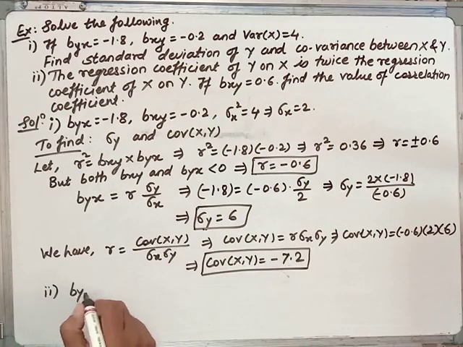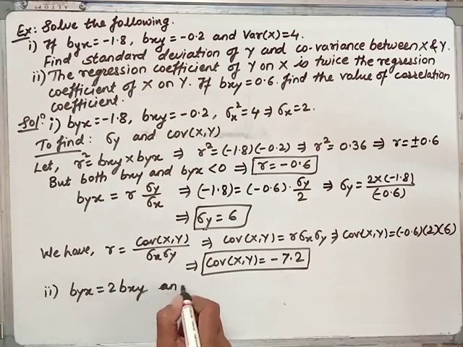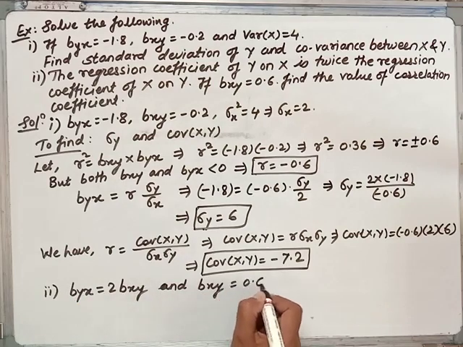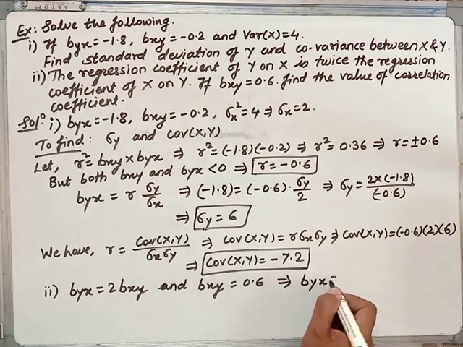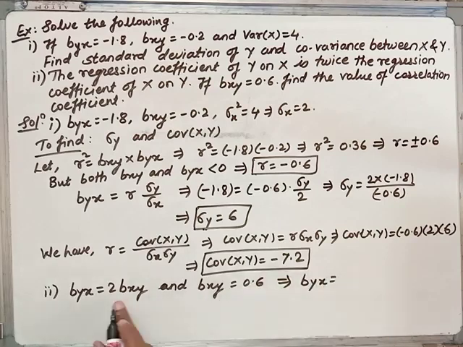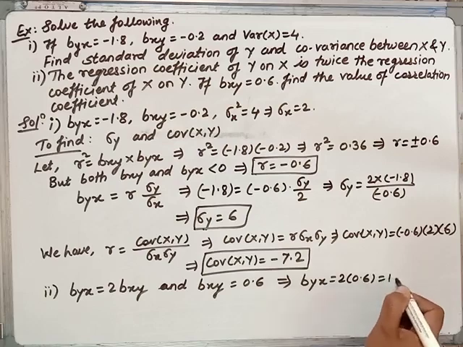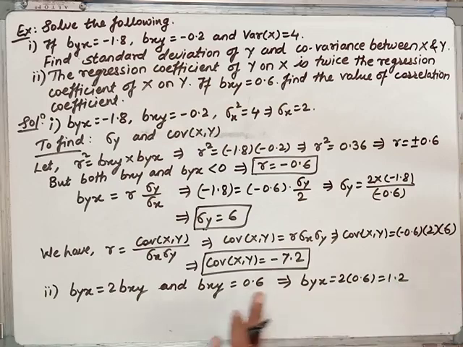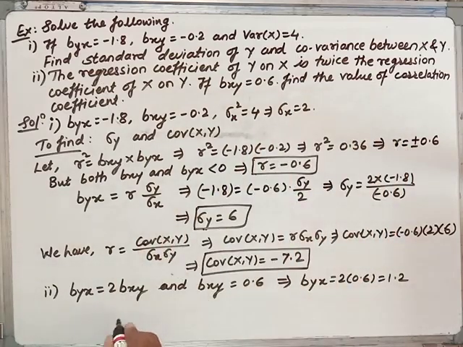In the second part, already I taught byx is equal to 2 times bxy, as given to us, and another thing, bxy is equal to 0.6, given to us. So what does this imply? This implies byx is 2 times 0.6, and that is 1.2. So if we have bxy and byx, we can easily find the correlation coefficient.